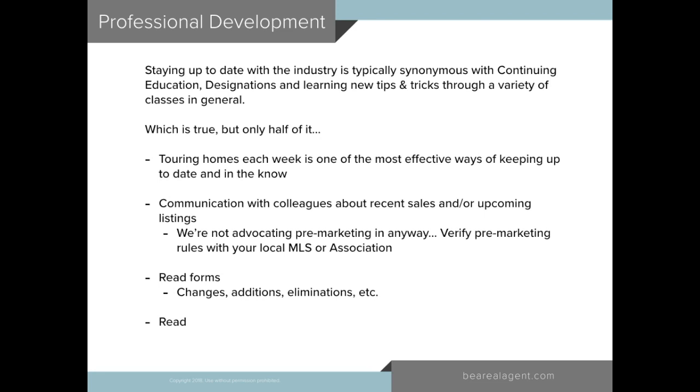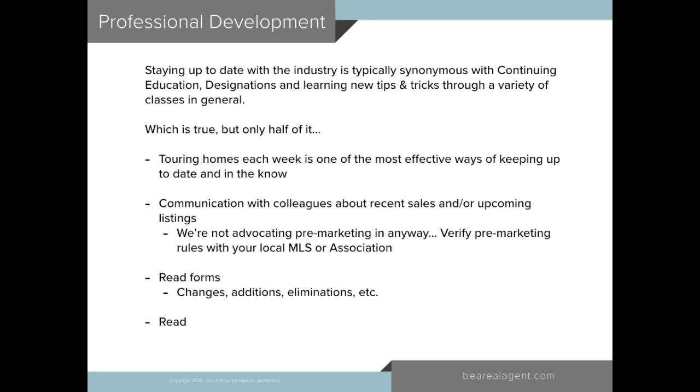So let's talk about the professional part of the professional and personal development section. Staying up to date with the industry is typically synonymous with continuing education and designations and learning new tips and tricks through different classes and such. And while we believe that's completely true and necessary, we also believe that it's only half of it. Continuing to hone your skills professionally includes things like touring homes each week, even if you don't have a client that you're previewing for. Just going and seeing what's out there and keeping up and being in the know really hones your professional skills and develops you.